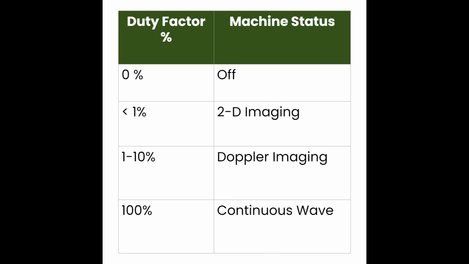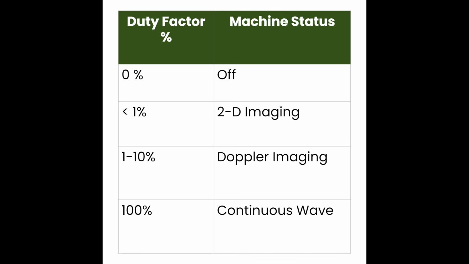And speaking of duty factor, when the machine is off, our duty factor is at 0%. There is no sound being transmitted. There is no fraction of on time. When we are in 2D imaging, that means getting those grayscale images, our duty factor is less than 1%. It's doing much more listening than it is actually doing with talking.